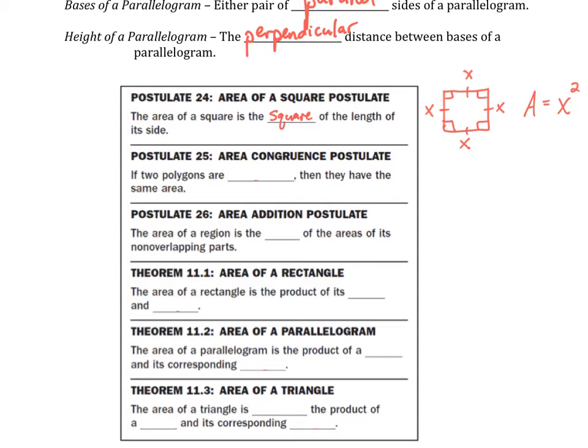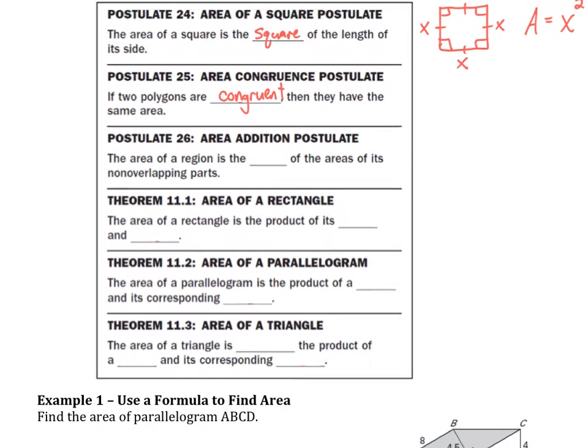The area congruence postulate says if two polygons are congruent, then they have the same area. The area addition postulate says the area of a region is the sum of the areas of its non-overlapping parts.